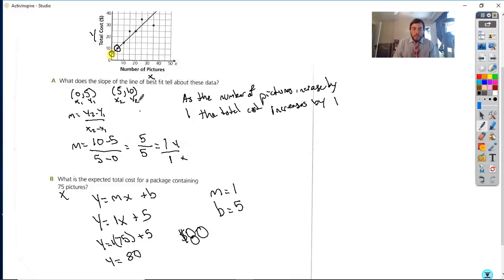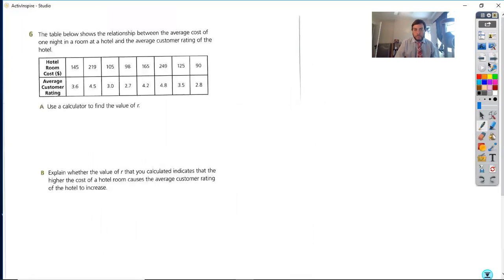All right, and as we go along here, you can see that any of these points we pick, the total cost is always $5 more than the number of pictures, because as we increase the total number of pictures by 1, the price also goes up at that same rate. All right, so let's take a look at the last question here.